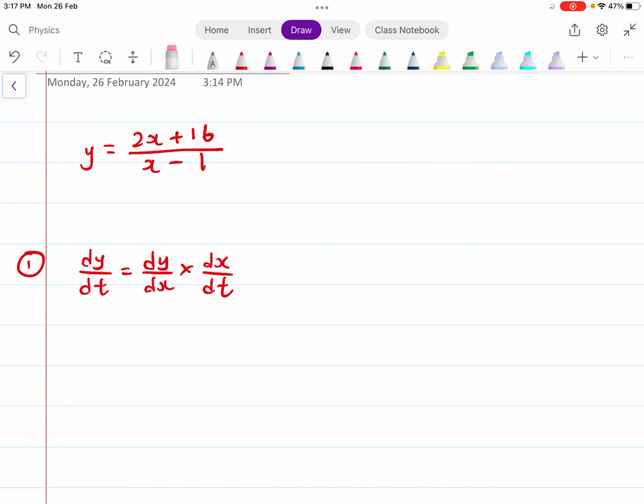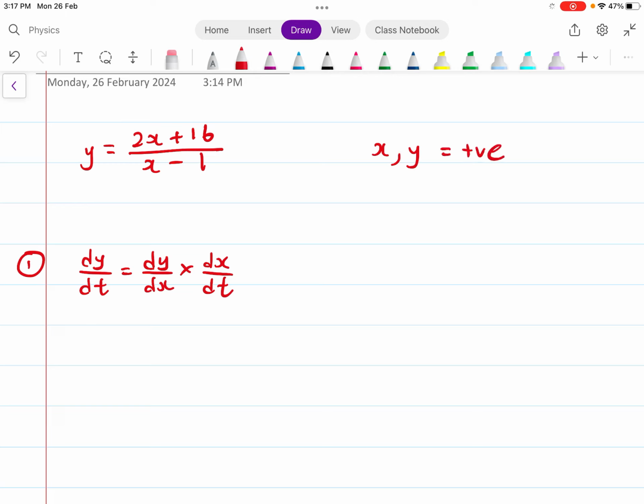Alright, so let's go through question 5, the rate of change. We are given y equals (2x + 16) over (x - 1), and they tell us that both x and y are positive and they vary with time.